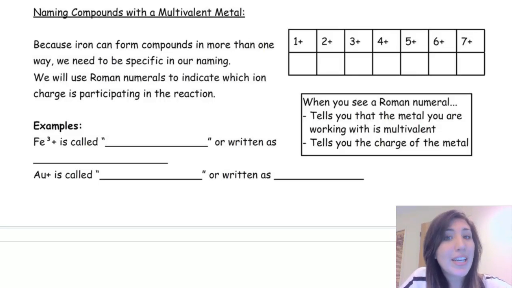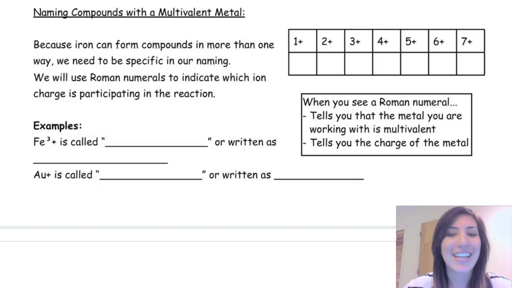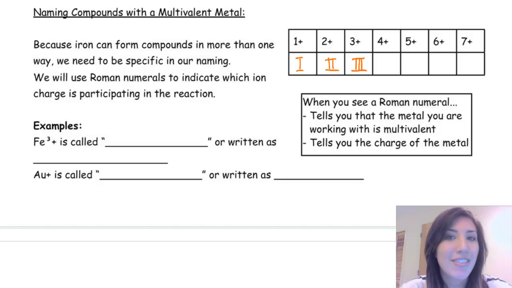So when we name our multivalent metals, we have to be very specific, because if there is more than one way, we need to show which way we're talking about. So we can use Roman numerals to indicate which of the ions to use. When we have an ion charge of 1+, we'll just show an I. If the ion charge is 2+, we'll show the Roman numeral 2. Ion charge of 3+ gives us 3. If the ion charge is 4+, then we write 4.